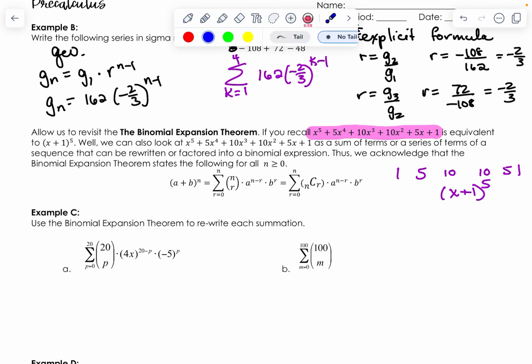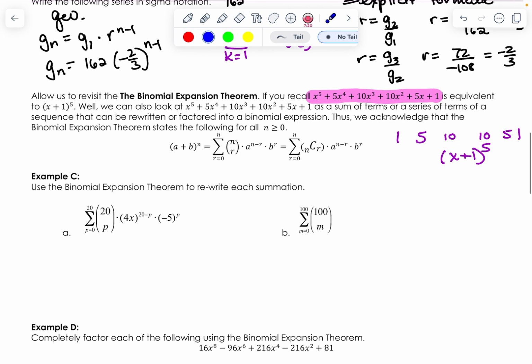So if I do that, and if you don't like the n choose r here, we can use this notation. I want you to notice, so a plus b to the n power. Remember, this was our coefficients. And remember, it always started with 0, n choose 0. And then that's going to be a to the n minus r times b to the r.